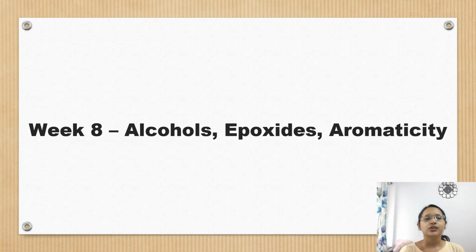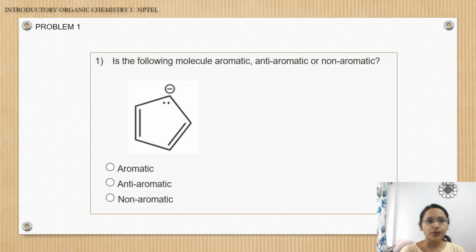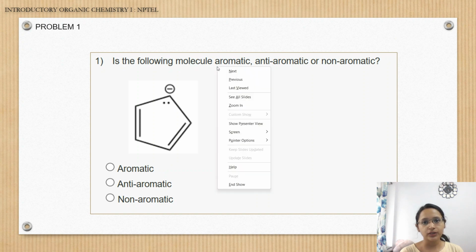So today we are going to talk about the reactivity of alcohols, epoxides, and the aromaticity of compounds. Here you will get knowledge about how compounds are aromatic, anti-aromatic, or non-aromatic. Coming to problem number 1, they are asking, is the following molecule aromatic, anti-aromatic, or non-aromatic? You have to figure that out.